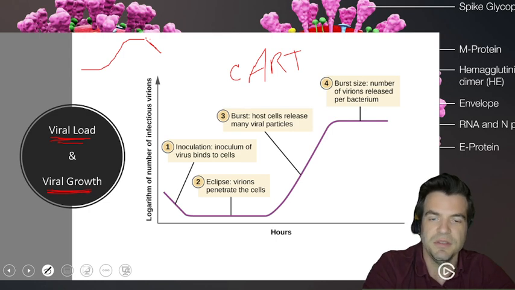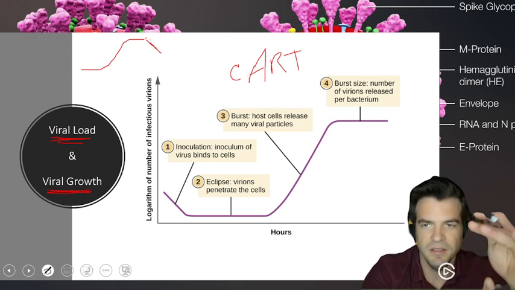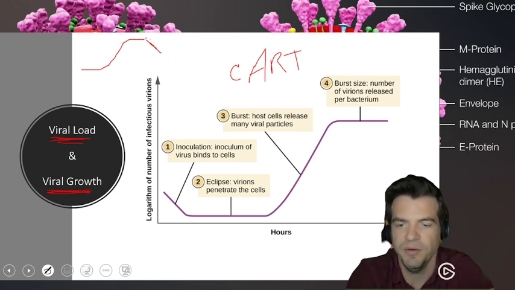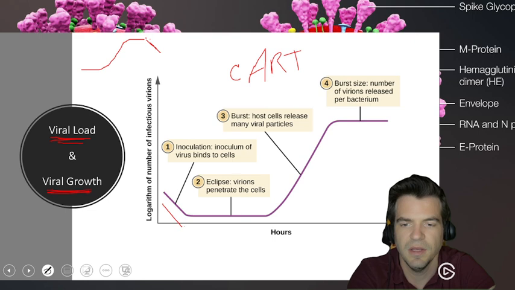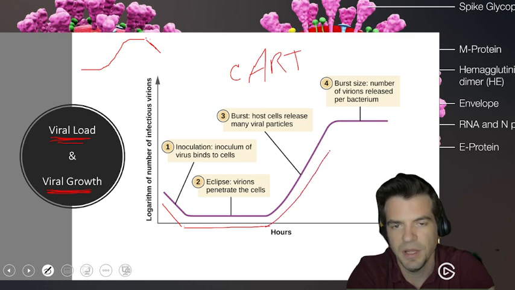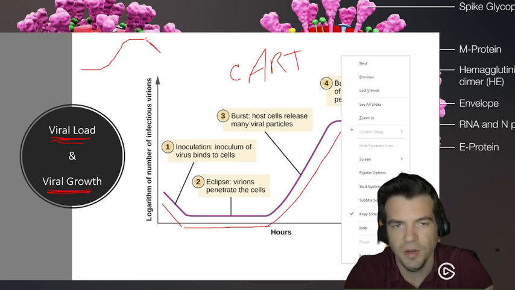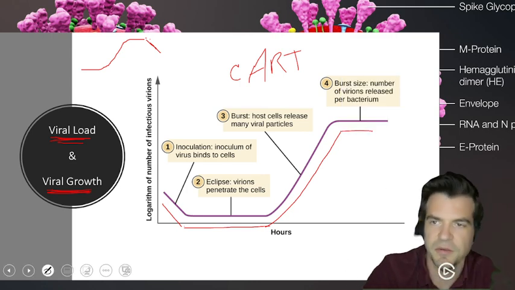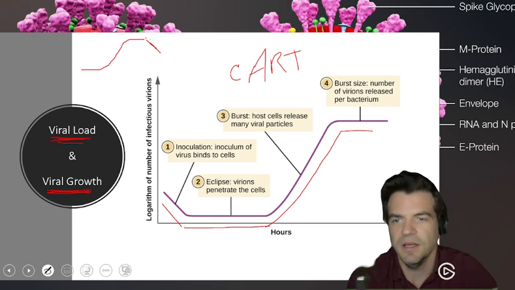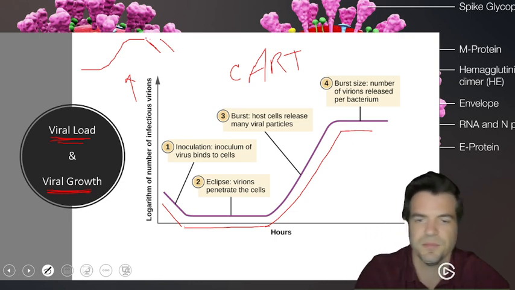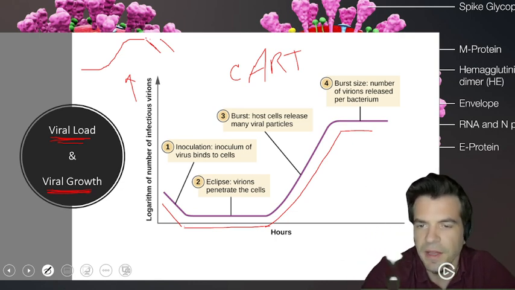In viruses, the legs of said graph are moved around a bit. At first, we go down, and then plateau, and then we go up, and then we stabilize. It's interesting that it's actually the exact reverse of the one up here, just if we started here and worked our way down. So that is how a virus grows.